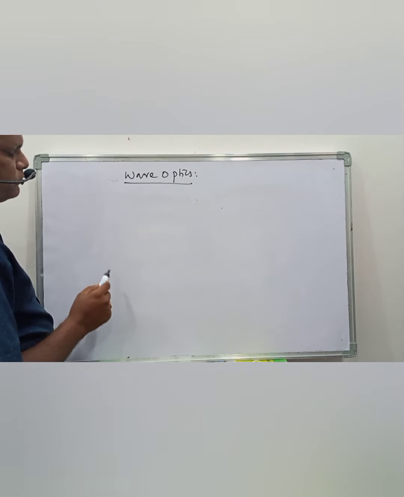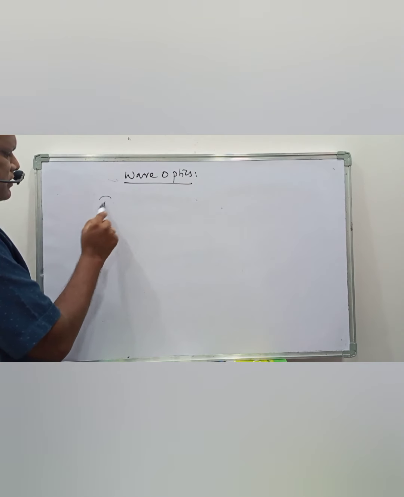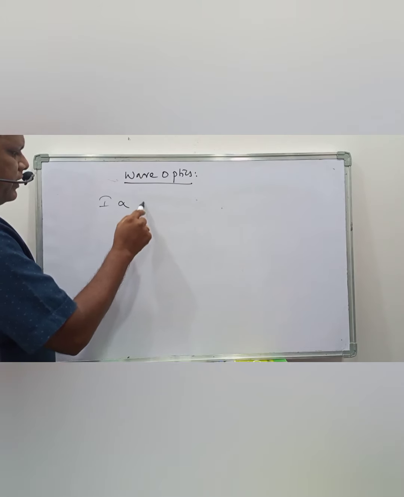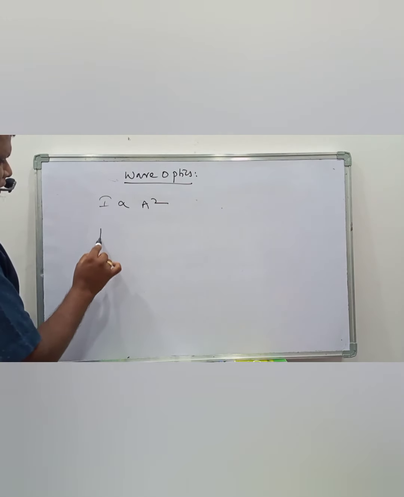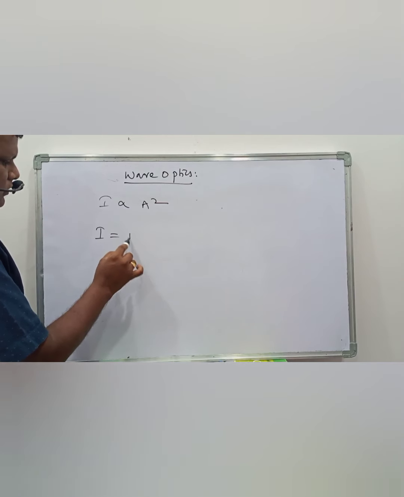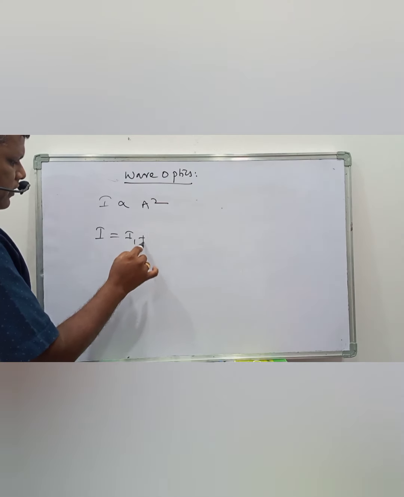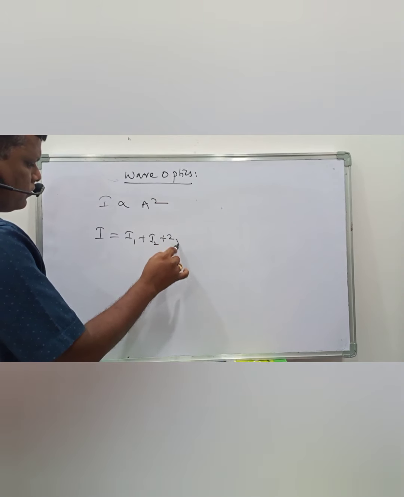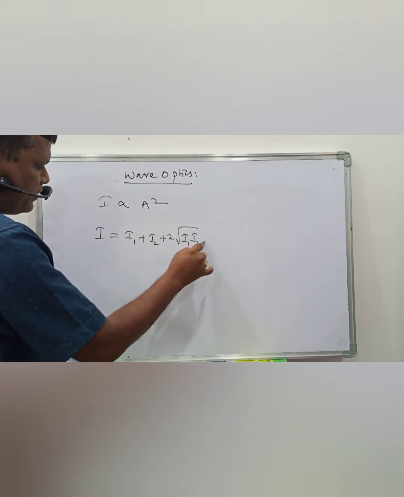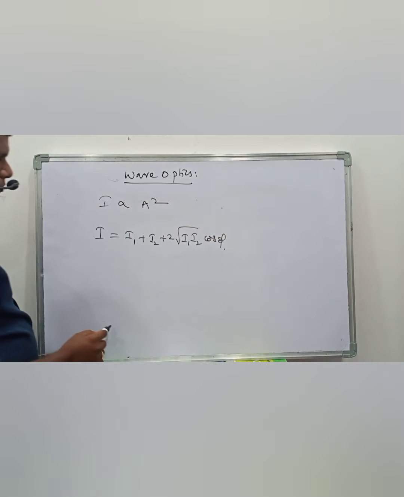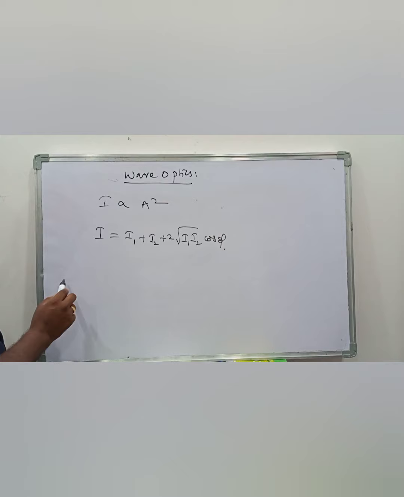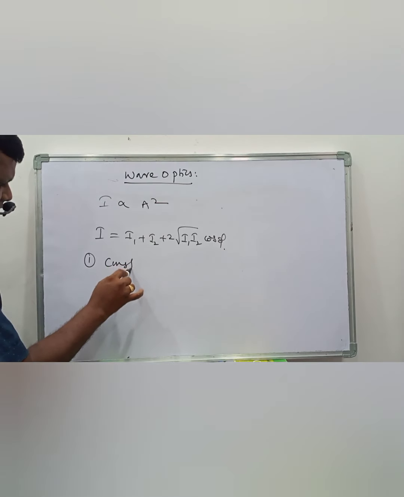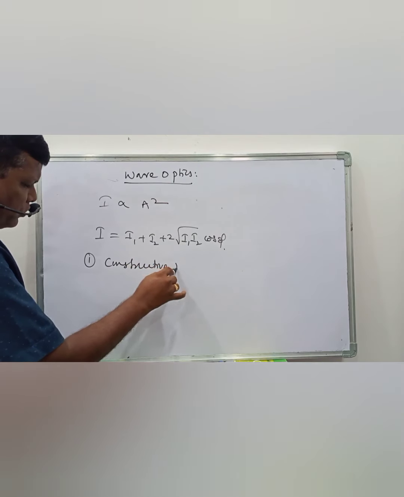Whenever two waves are superimposed on each other, their intensity is directly proportional to the square of the amplitudes. So we can write the resultant intensity of the two waves as I = I1 + I2 + 2 root over (I1 I2) cos phi. Here two types of interference pattern take place. One is constructive interference.